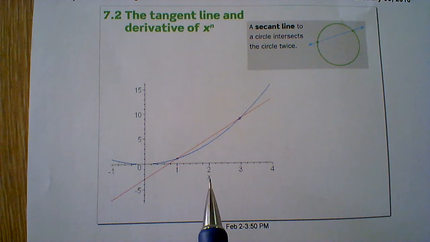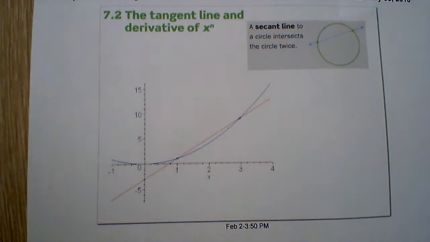Down on this graph here, the red line is our secant line. The blue curve is the actual function that's on the graph. The red line is the secant line, and it intersects it at 2 points. So we can determine the slope of a line, right? We know how to do that. But we can't determine the slope of a curve. Why not? It's constantly changing, right?